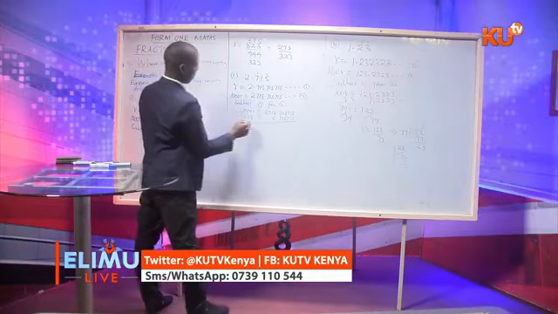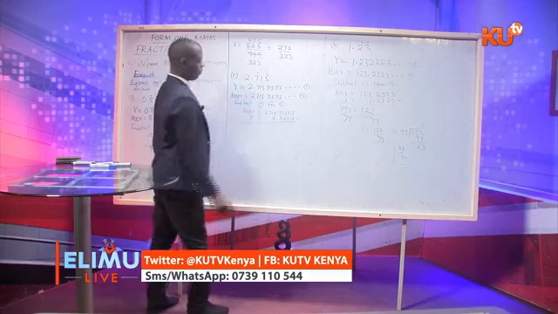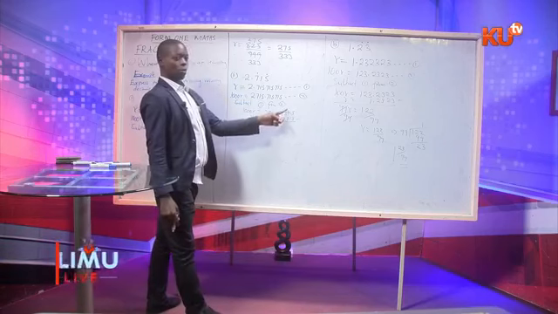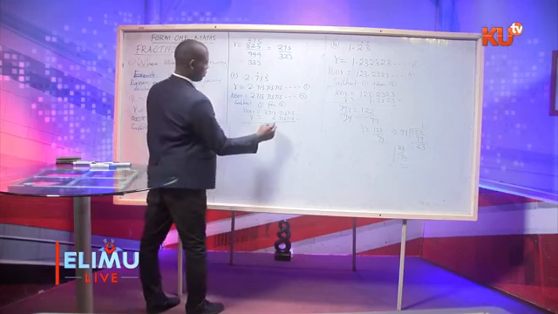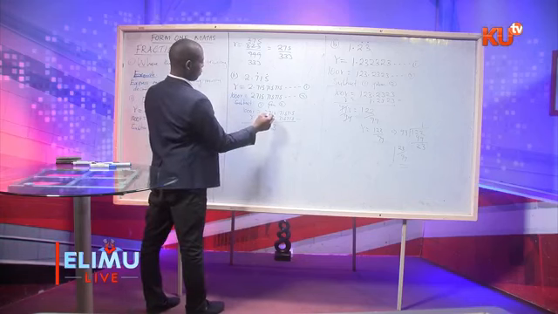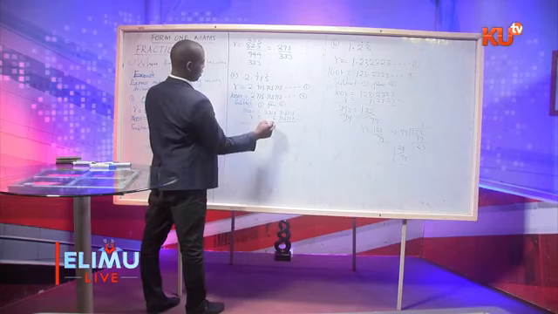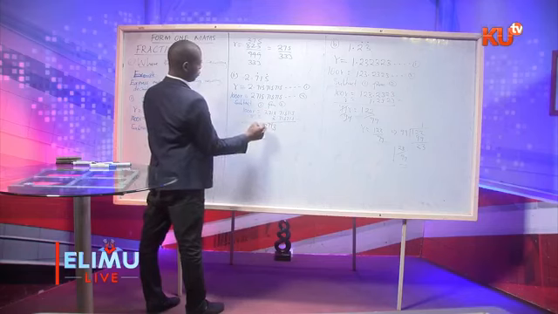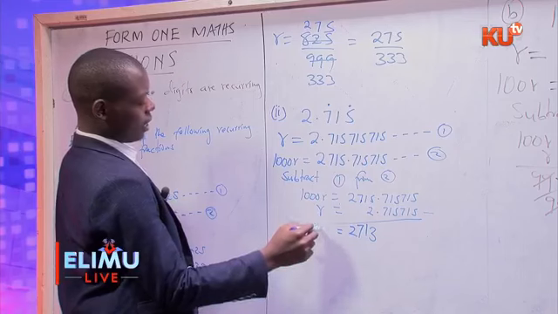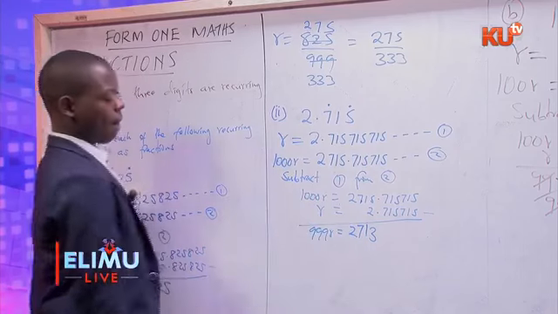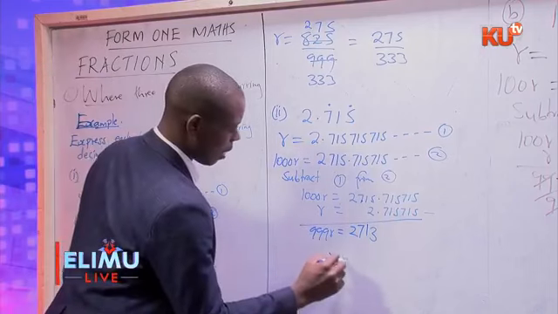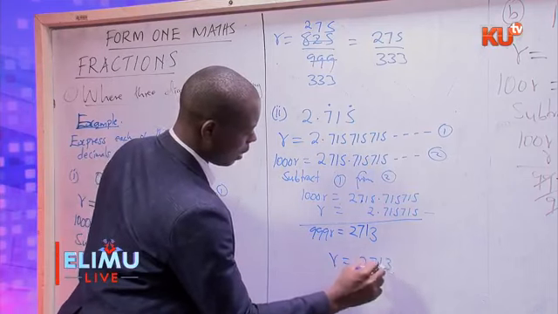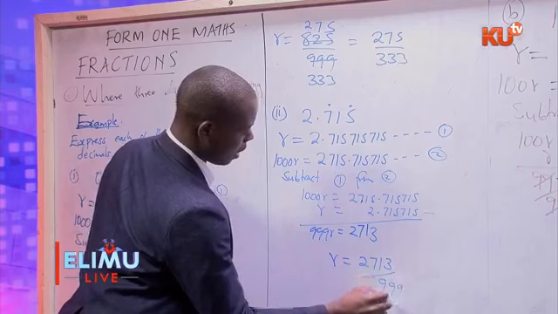2.715715. So when you subtract this, you get 0, then 5 minus 2 is 3. So we have 7, this is 1, 7, 2. Then this is 999R. Then we divide by 999. So R becomes 2713 over 999.